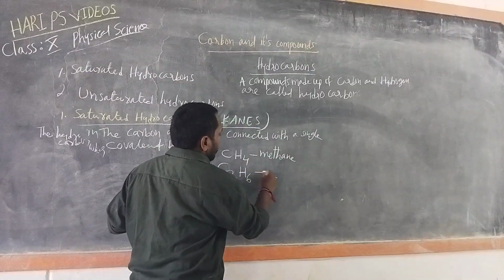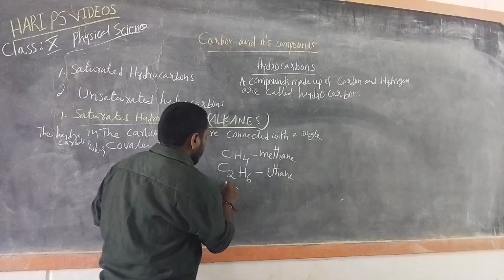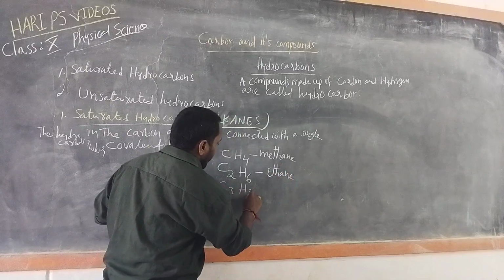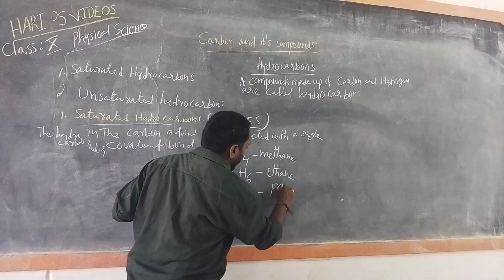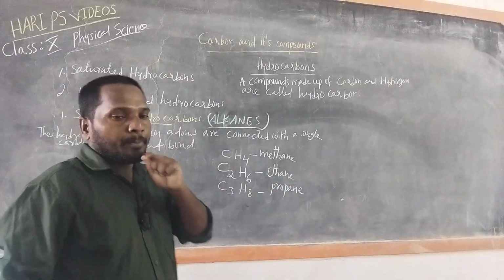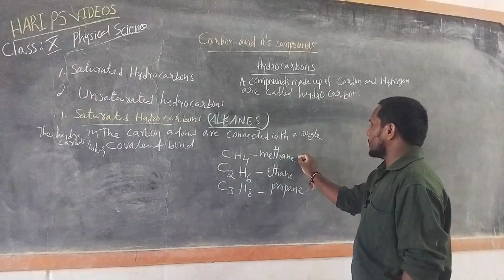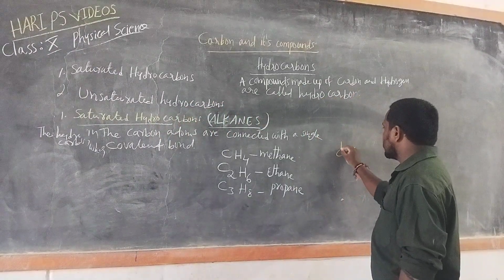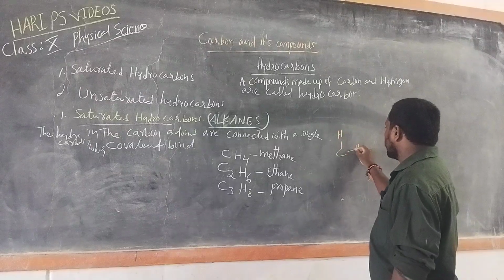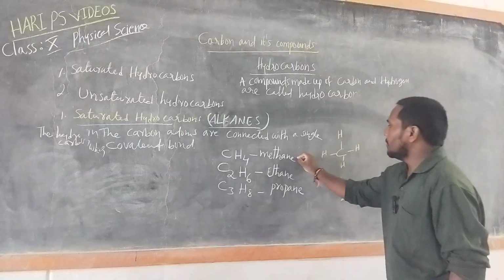C2H6 is called ethane. C3H8 is called propane. In case of methane, when we observe the structure of methane, it is C with H, H, H and H. This is the structure of methane.